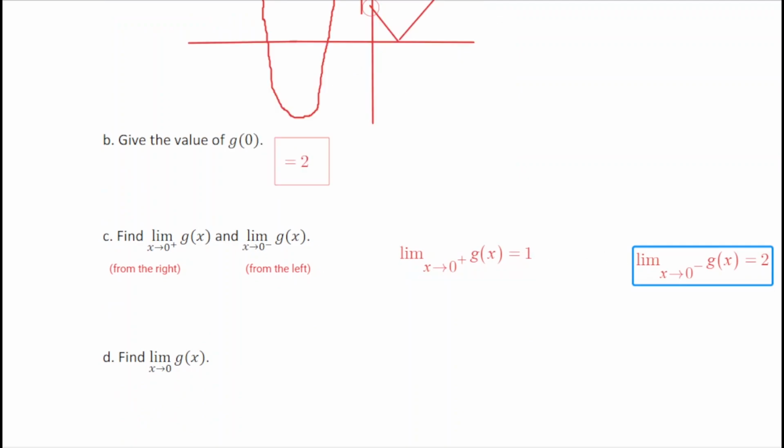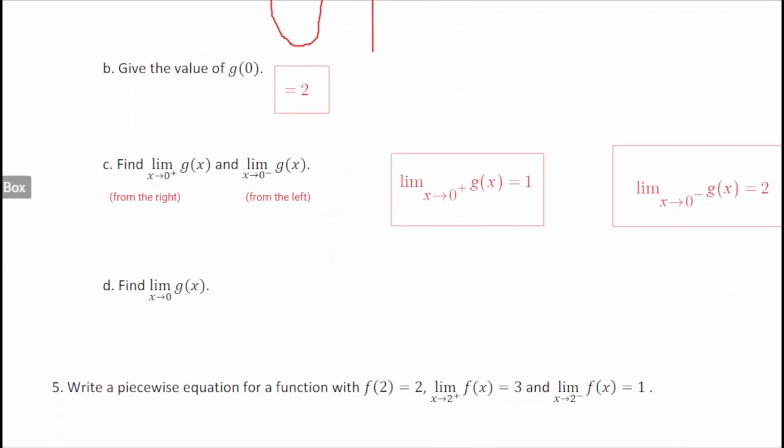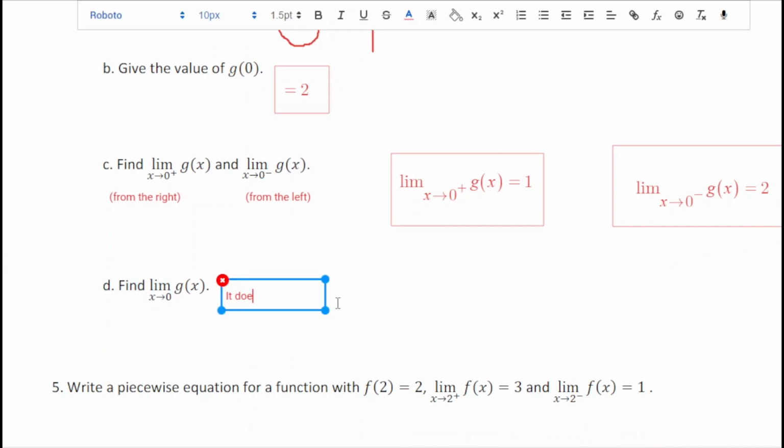So since these two things are not the same, since the right-hand limit and the left-hand limit don't agree, then the overall limit we say is not defined. So we say it does not exist. And the reason being the left-hand limits and the right-hand limits are not equal.